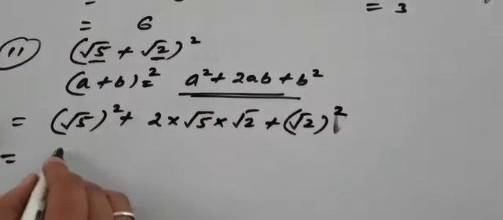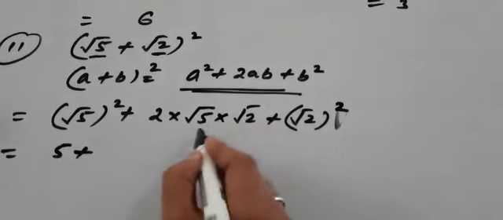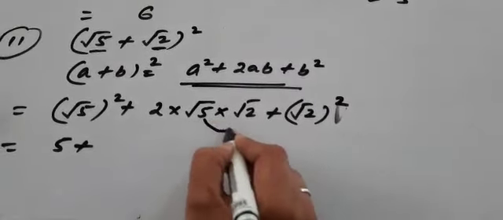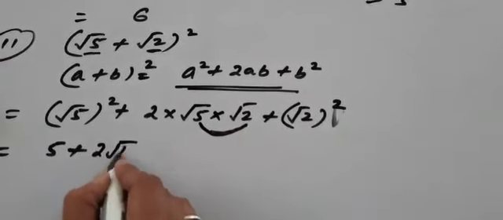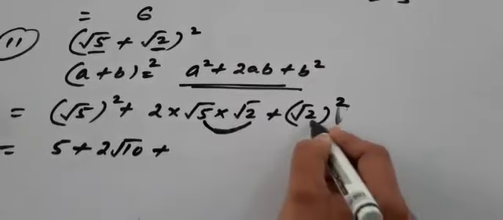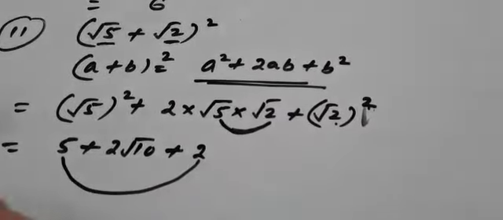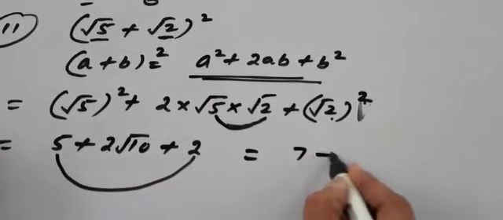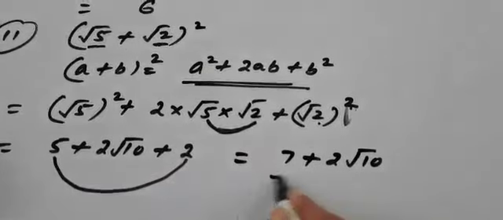Root 5 square is 5, plus 2 into root 5 into root 2. First of all multiply these numbers: 5 into 2 is 10, so root 10, plus root 2 square is 2. Now you will solve it. 5 plus 2 are like terms, that is 7, plus 2 root 10, and this is the result.